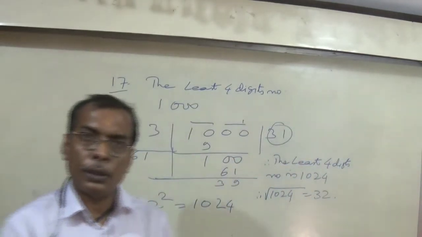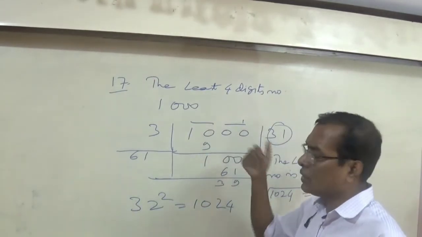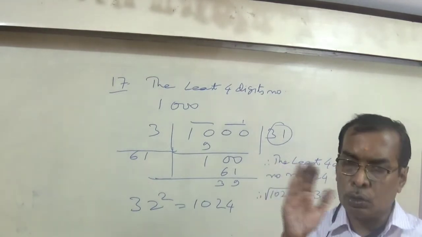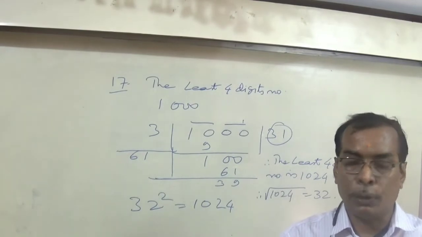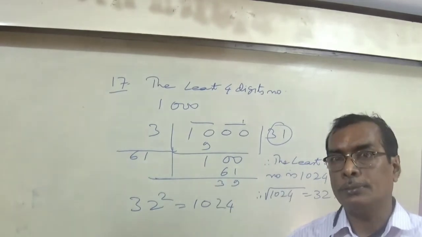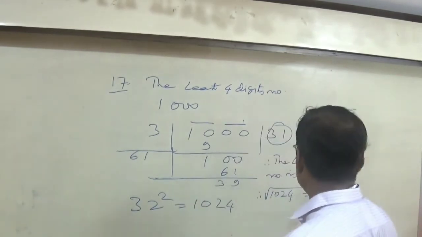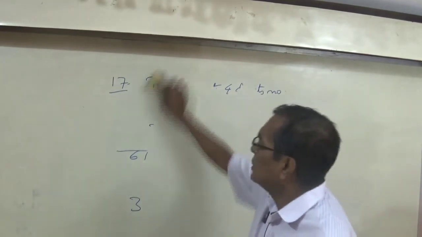So this is one type of question, that is, what is the least 4 digits number. Similarly, you will find one question I am going to solve now, what is the greatest 4 or 5 digits number which is a perfect square. I think it is clear. Now next question.